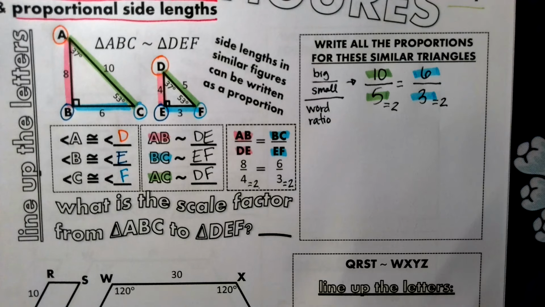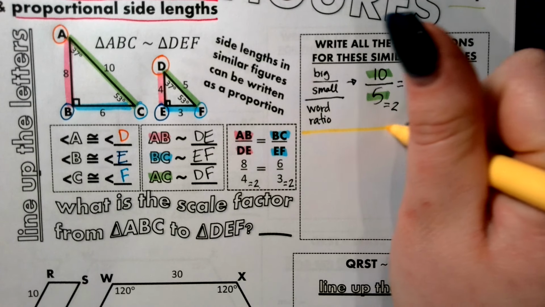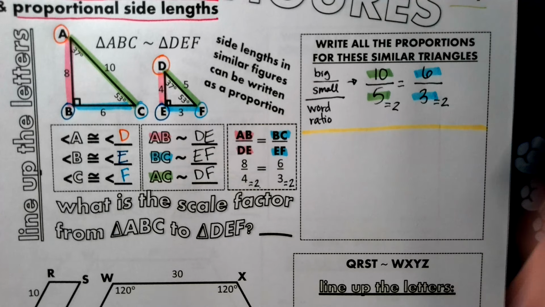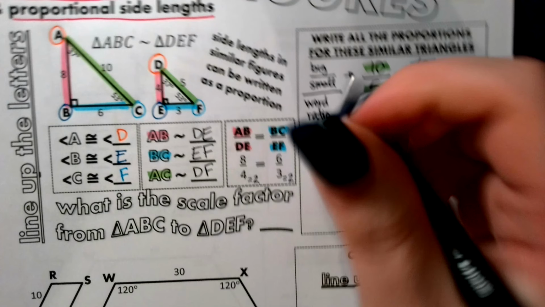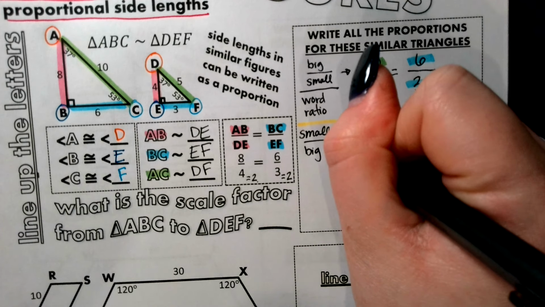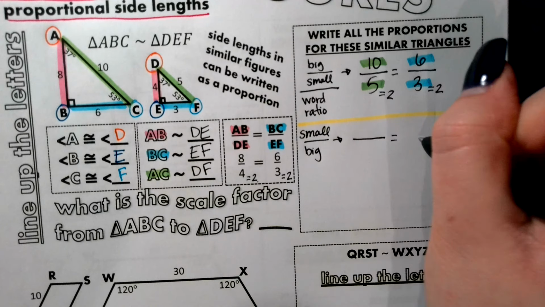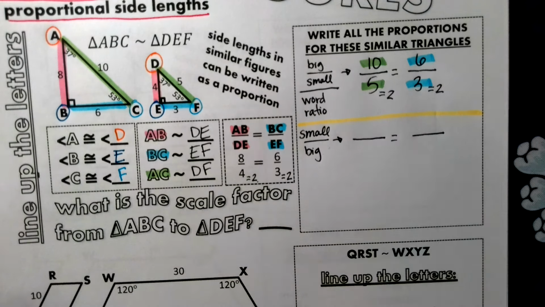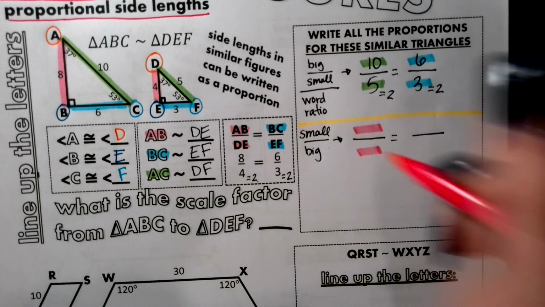Like I told y'all, it does not matter if you do big or small up top, you're still going to get the same answer. So let's do an example where we have small over big. We're still going to get equivalent ratios. Again, start out with that word ratio so you know where the small or the big sides go. Let's compare our pinks and our greens this time.